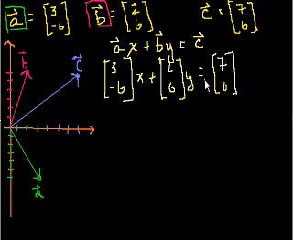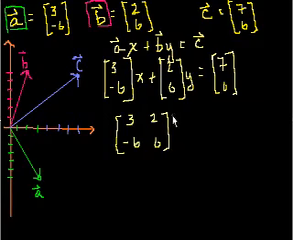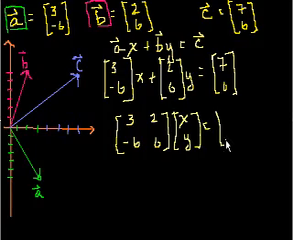Now, this problem can be rewritten, just based on how we've defined matrix multiplication, as the matrix with columns (3, minus 6) and (2, 6), times (x, y), is equal to (7, 6). Now, how does that work out? Well, think about how matrix multiplication works out.